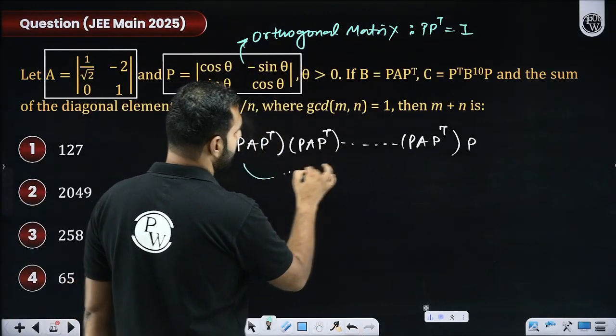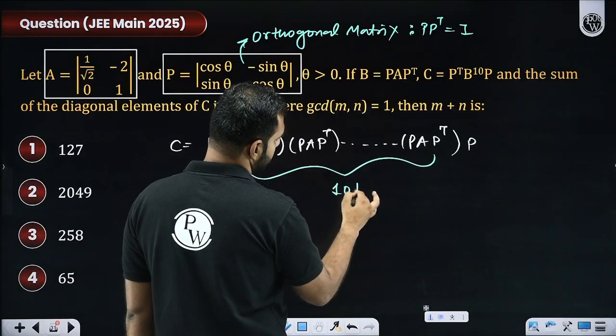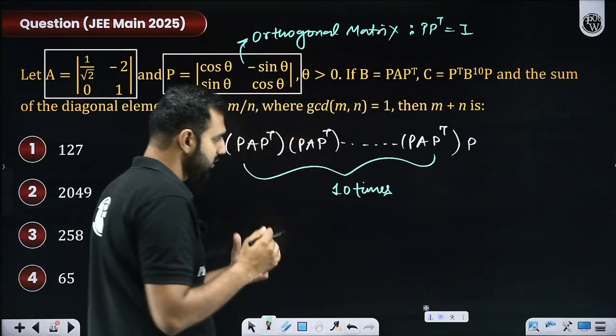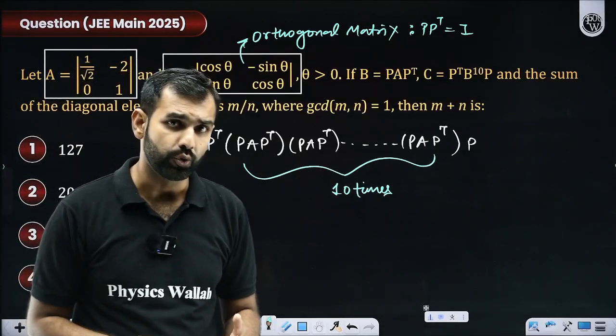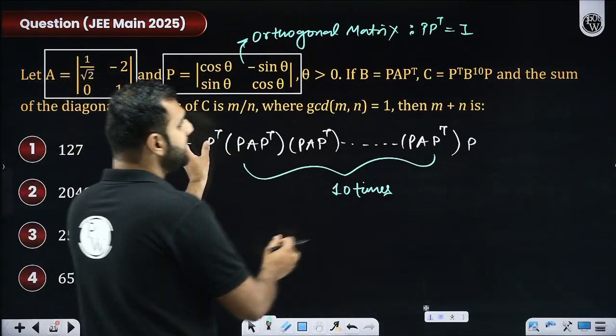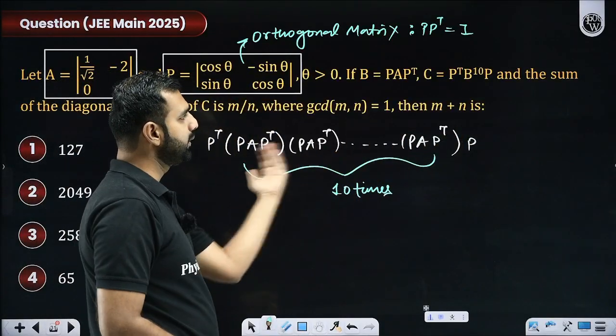This particular part is written how many times? This is written 10 times. Yes or no? Are you able to visualize this in your brain? You don't have to do this, but I'm just giving it to you so that you don't get confused. What is C? PT, P, and in between B to the power 10. What is B to the power 10?